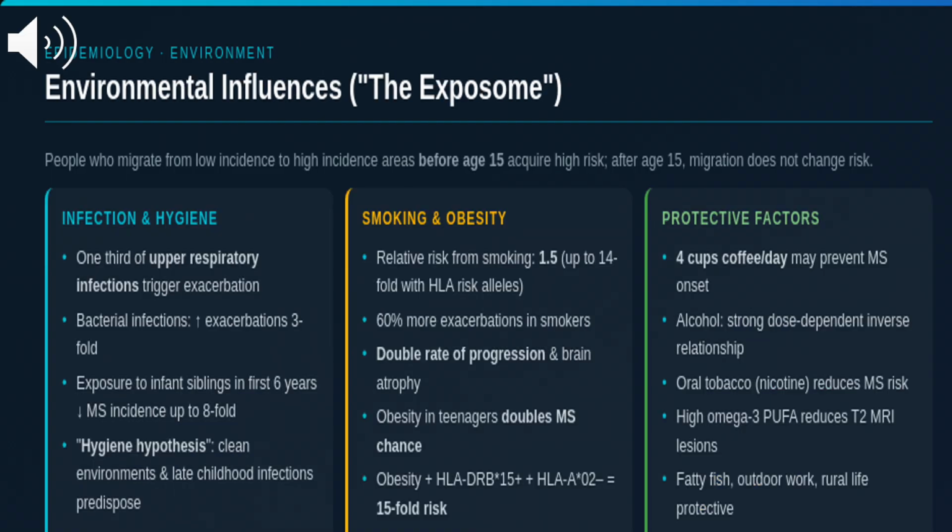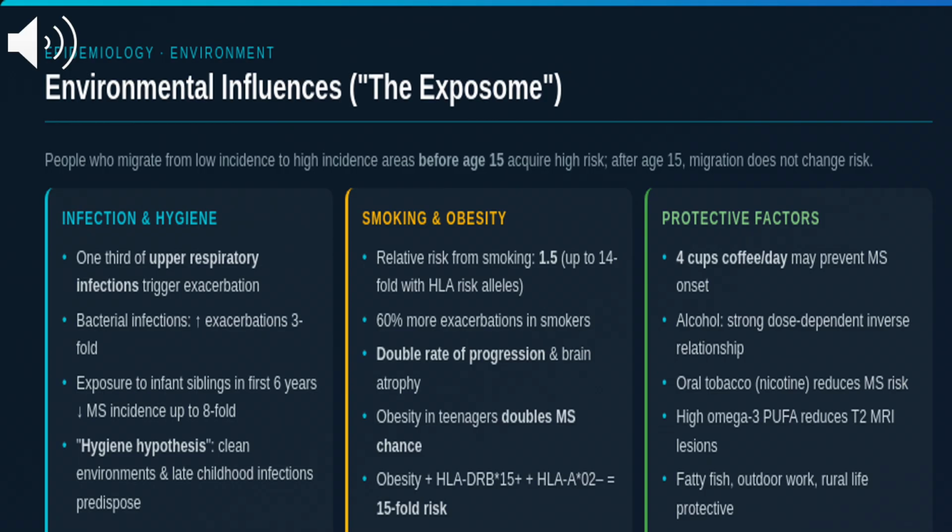The exposome. The totality of environmental exposures, the exposome, strongly affects MS risk, and the interaction between specific exposures and specific HLA genotypes can produce striking multiplicative risk increases. The age of migration data establishes the critical developmental window. People who move from low incidence to high incidence countries before age 15 acquire the higher risk. After 15, migration doesn't change risk. This tells us that whatever environmental exposures drive MS risk, they must act during adolescence to permanently set the immune trajectory.